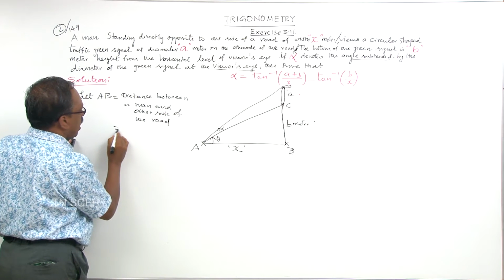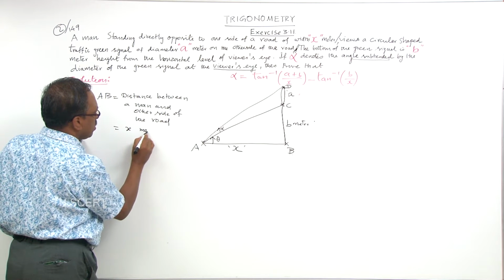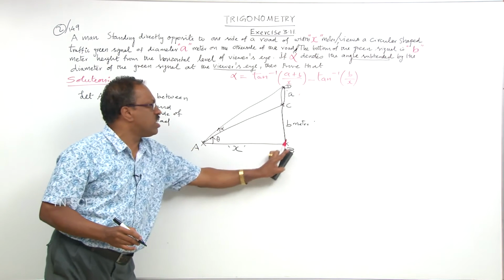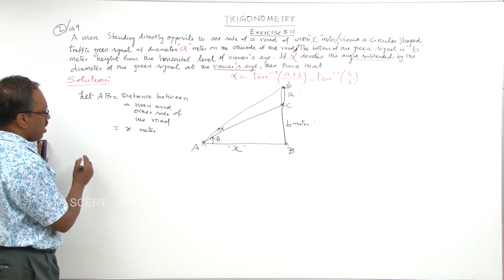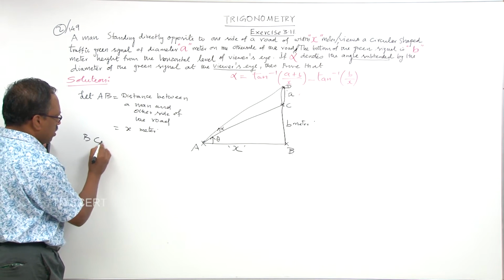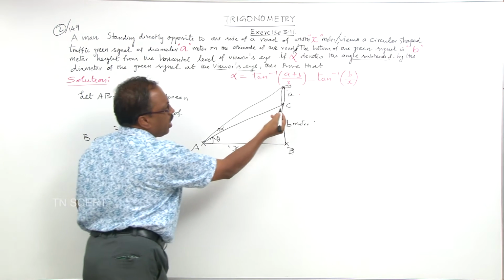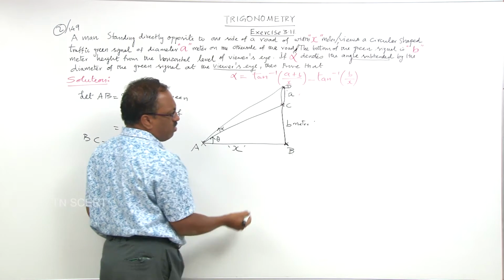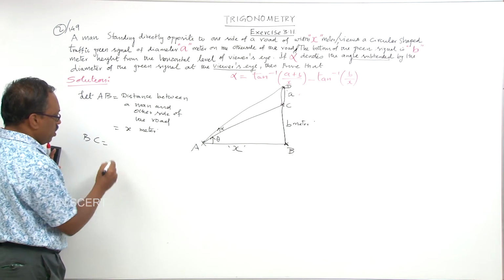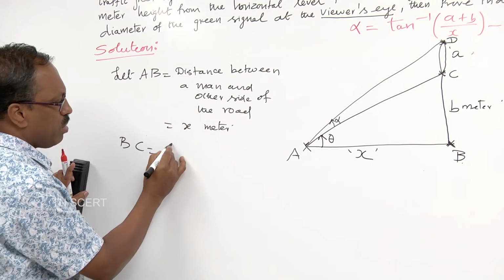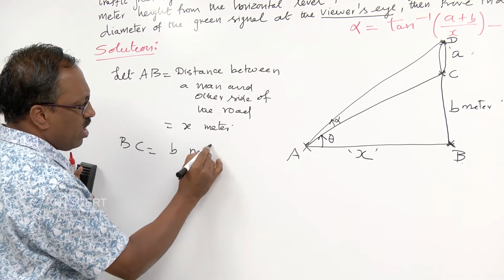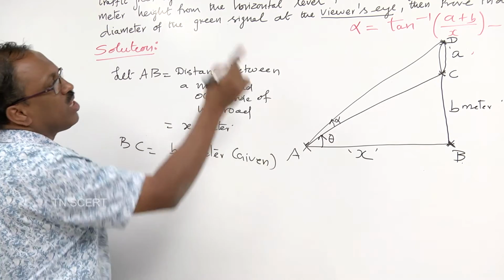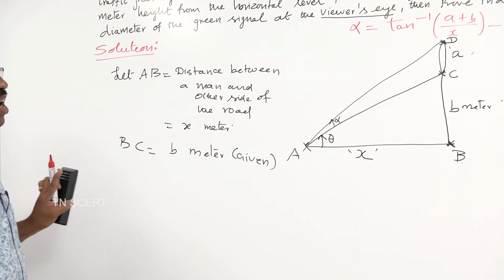That we can call x meters. Now let us take this distance, that is B to C. B to C is nothing but the lower end of the green signal to the ground level of the pole. So that is nothing but small b meters, which is given by the data. By the data it is very clearly given.